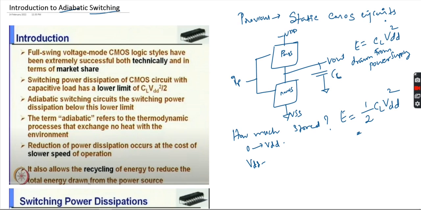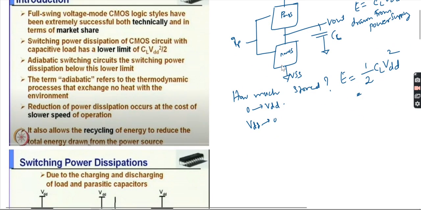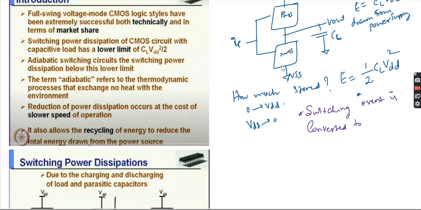So when the output goes from 0 to VDD, this is what happens. Now when I go from VDD to 0, what will happen? The energy that was stored in the capacitor will be dissipated to the ground via the NMOS network. So the very important thing here is that the power dissipation takes place because of the switching event. The switching event is converted to heat, which ultimately is released to the environment, because it is dissipating the power.